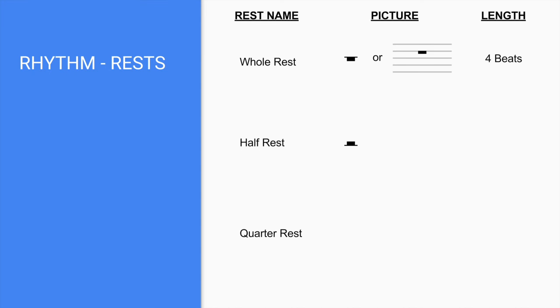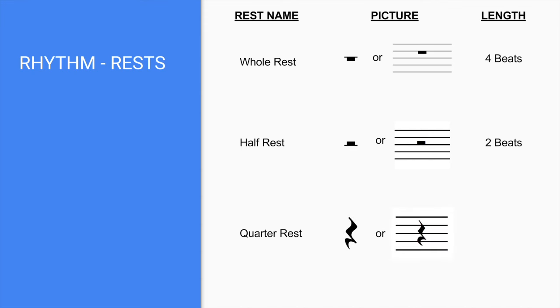Our next is our half rest. It looks like an Abraham Lincoln hat that is right side up. There it is on the staff. And the half rest gets 2 beats. There's our quarter rest. Looks like a lightning bolt. There it is on the staff. And it gets 1 beat.